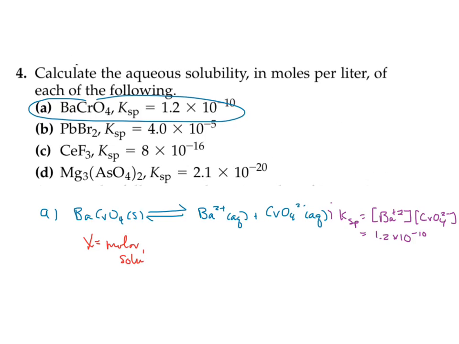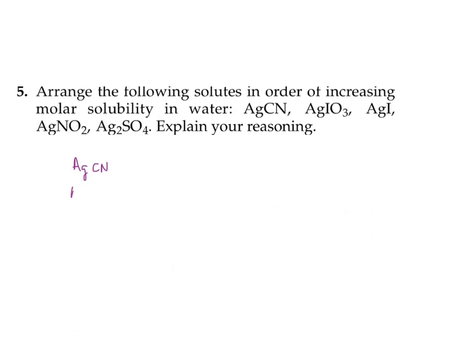Okay. So in this case, I didn't make an ice table. I just said if your molar solubility is equal to X, then you have X of barium ion formed and X of chromate formed. So X squared is equal to KSP. Find the value for X, and that's your molar solubility. I think you're okay with this. The second one looks like this.